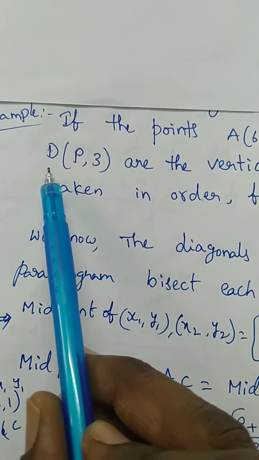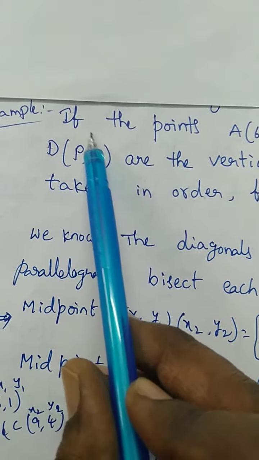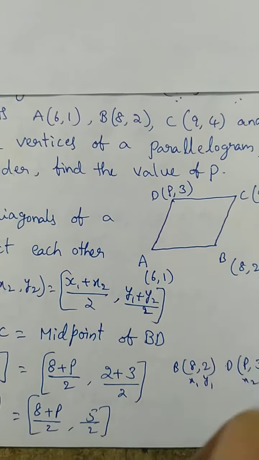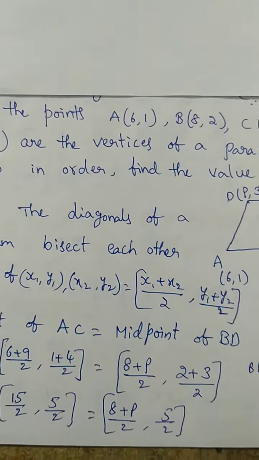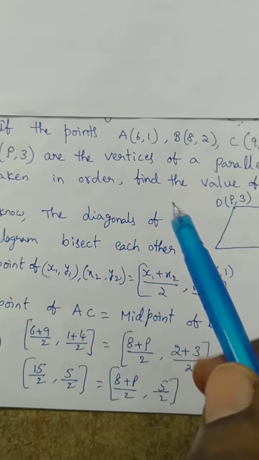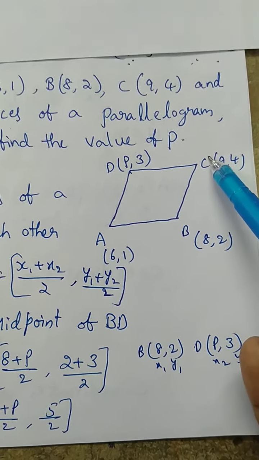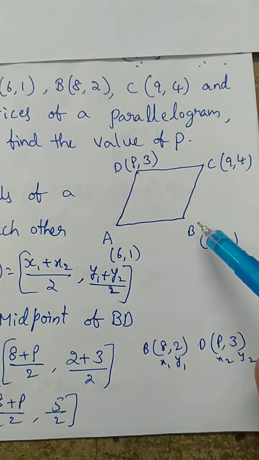Just look at the coordinates of D. The x coordinate is missing, and then you can find the value of P. Okay, we know some properties of the parallelogram. In the properties of the parallelogram, the diagonals bisect each other.